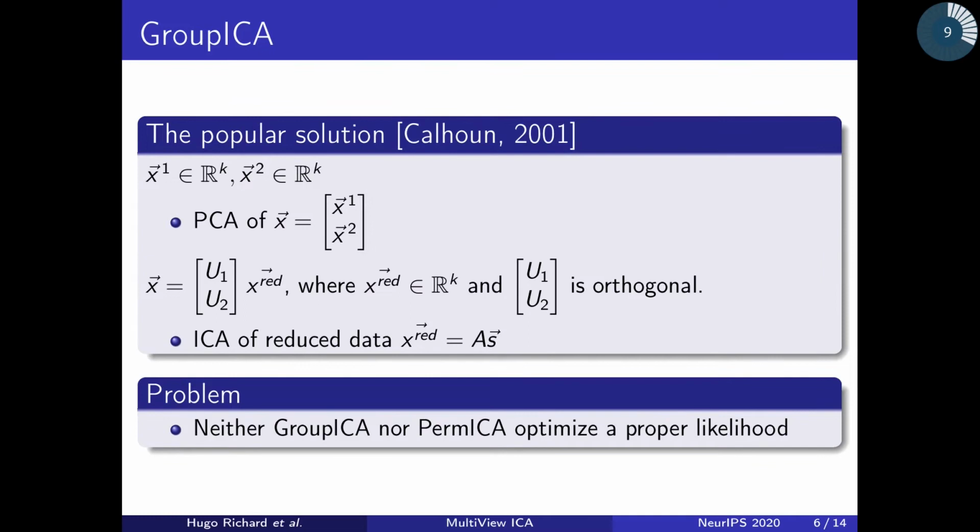Another approach is to stack the recordings of subject 1 and subject 2 into a vector X. We then extract the first k principal components of X, yielding a vector X-red that has the same dimension as the subject-specific recordings. We perform an ICA on X-red and obtain the common sources S. The problem with the approaches previously described is that they do not optimize the proper likelihood. Therefore, they do not benefit from the advantages of such estimators, like statistical efficiency.